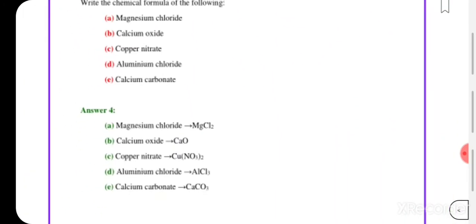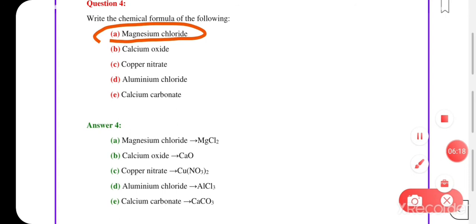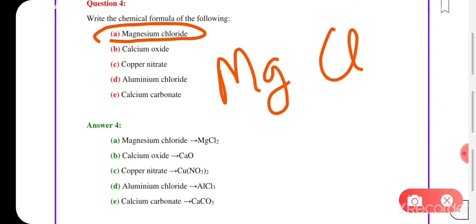Here they are asking you to write the chemical formula. First one, magnesium chloride. The magnesium symbol is Mg, for chlorine the symbol is Cl. Thereafter, you have to crisscross their valency. For magnesium, valency is 2. Good. And for chlorine it is 1. So MgCl2.